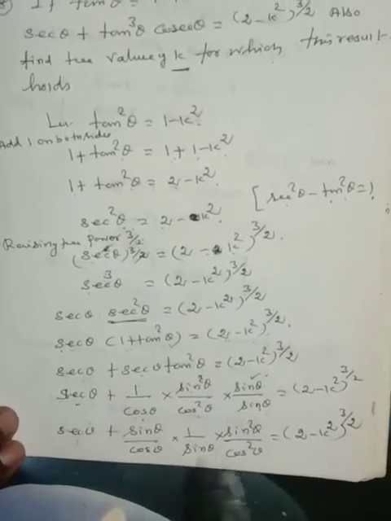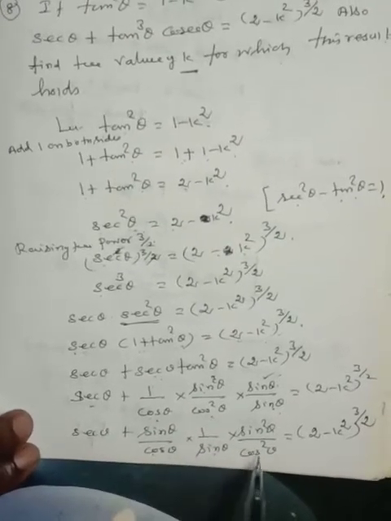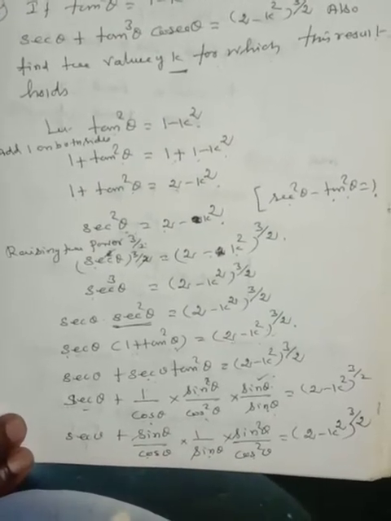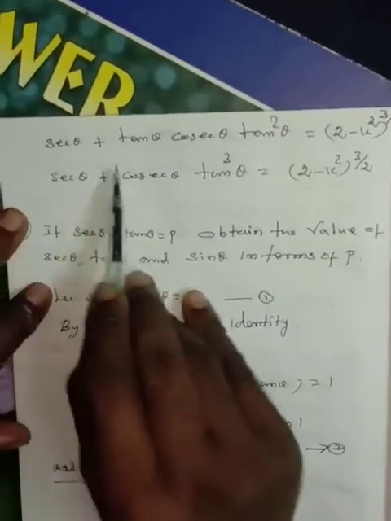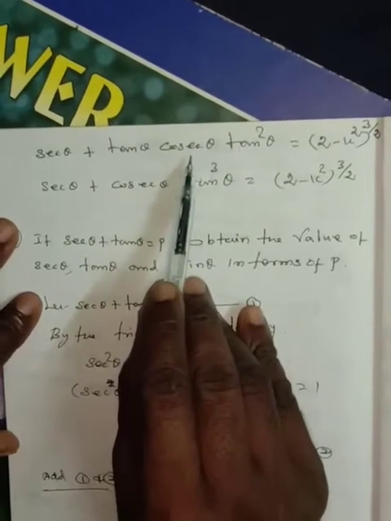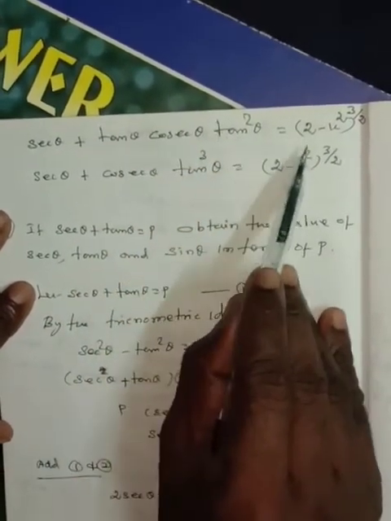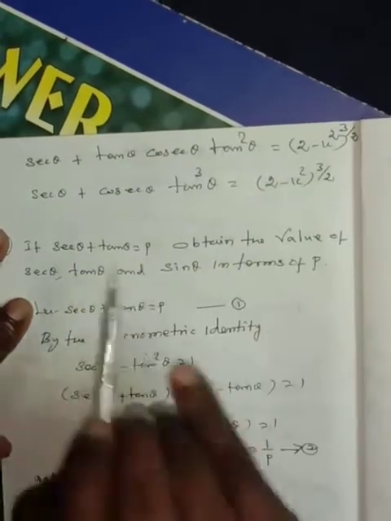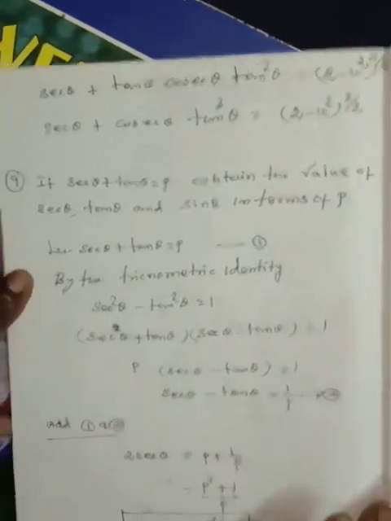This can be written as, sin theta cancel, sin square theta over cos power 3 theta, plus secant theta is equal to, take LCM, we get secant theta plus tan theta. 1 by sin theta is cosecant theta, sin square theta by cos square theta is tan square theta, is equal to 2 minus k square whole to the power of 3 by 2. Hence the result. Next, sum number 9.